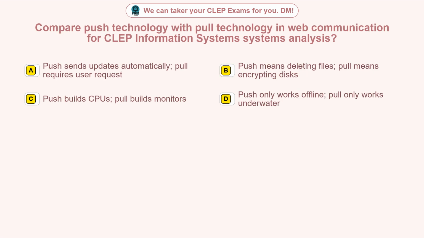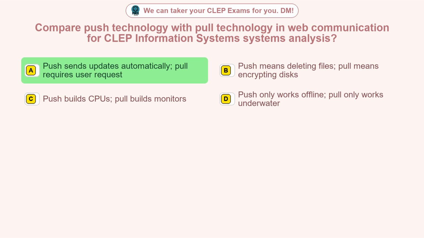Question 30. Compare push technology with pull technology in web communication for CLEP Information Systems analysis. Option A. Push sends updates automatically, pull requires user request. Option B. Push means deleting files, pull means encrypting disks. Option C. Push builds CPUs, pull builds monitors. Option D. Push only works offline, pull only works underwater. The correct answer is option A.